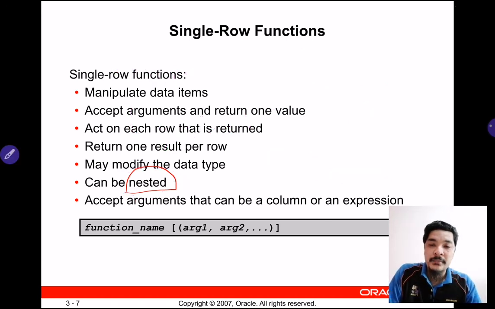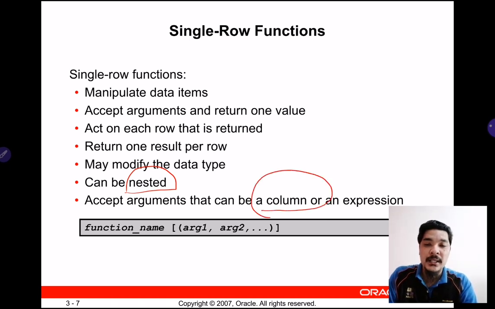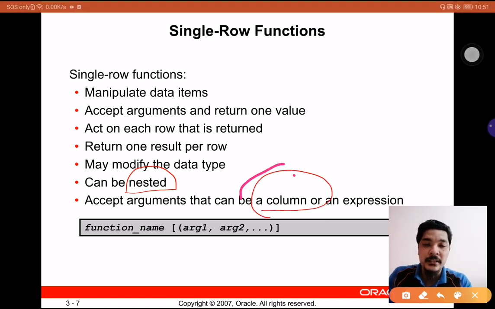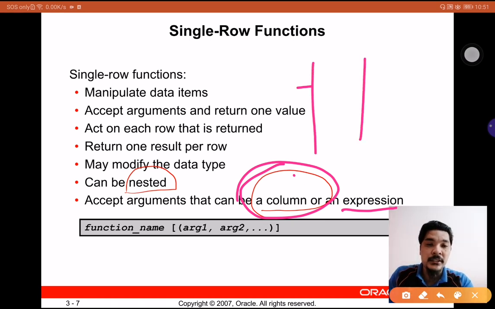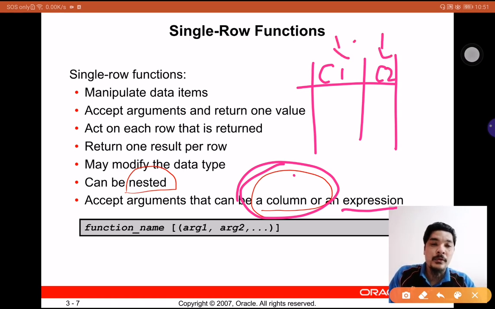And then it also accepts an argument that can be columns or an expression. This is another thing that you need to identify: it accepts an argument that can be columns or an expression. Meaning that, based on the column, like I mentioned earlier, this is our column, column 1, column 2, and so on. So the argument will accept a column or any expression.